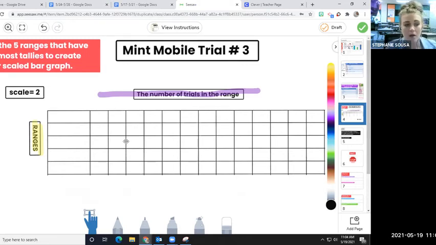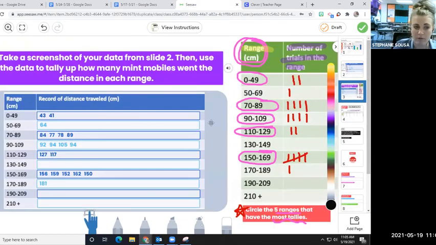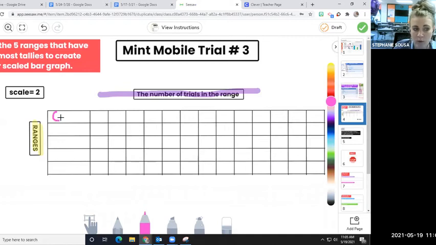Okay. Over here on the ranges, I'm going to show you one so that you can get a visual representation of how this graph is going to be set up. Let's look at our tally graph. Our first range that we circled is 0 to 49. So I'm going to write that range over here where it says ranges, 0 to 49. If your handwriting isn't easy to fit in that box, go ahead and use the typing tool. Whatever is easier for you and whatever is most legible, meaning we can read it.